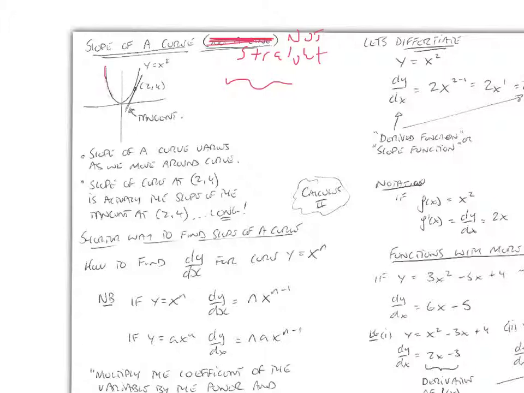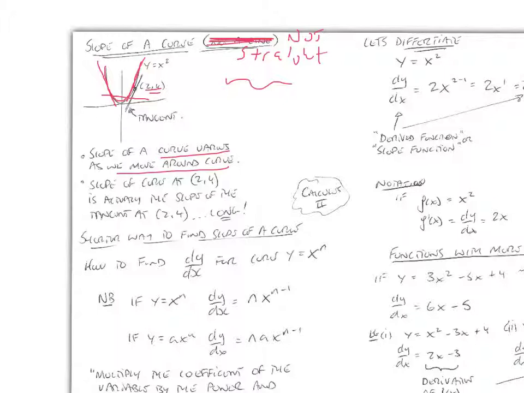Here is a parabola generated by the quadratic equation y equals x squared. Let's see what we have here. The slope of the curve varies as we move around the curve. So it can be there, can be there, can be there. It varies. But the slope of the curve at this point here, let's say we have a point on the curve at (2, 4).